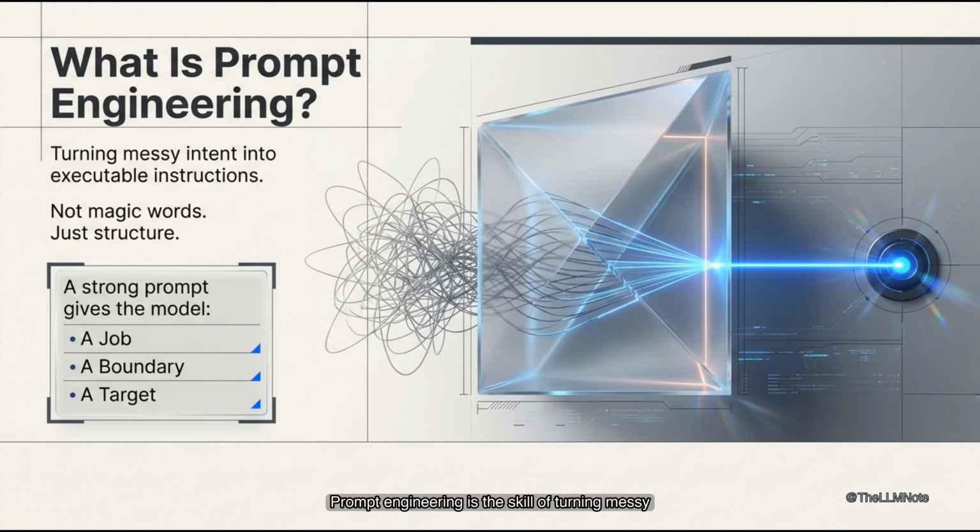Prompt engineering is the skill of turning messy human intent into instructions an AI system can actually execute. It is not about magic words, it is about context, constraints, examples, and evaluation criteria. A strong prompt gives the model a job, a boundary, and a target. Without that structure, the model guesses what useful means.